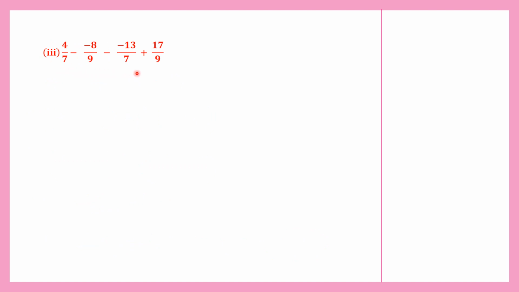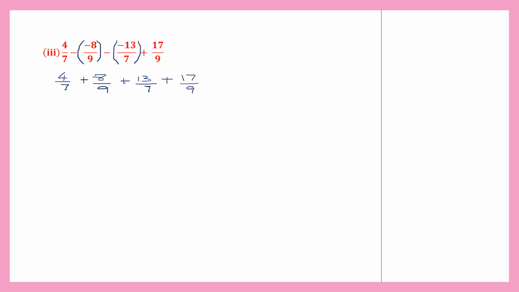Okay, now look at all these rational numbers. The ones that have a minus sign, let's put them in brackets. Now let's open brackets. The first one remains the same, 4 by 7. Now here we have a minus sign and here a minus sign. Minus into minus is plus. So that becomes plus 8 by 9. Look at the next one. Here also we have a minus. Minus into minus becomes plus. So that is plus 13 by 7 plus 17 by 9.